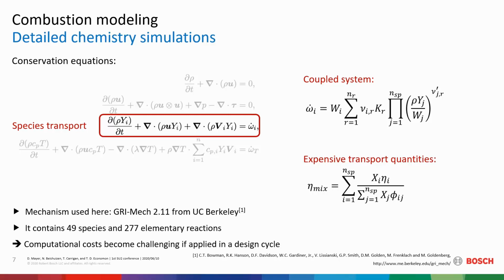The mechanism that we use here is the GRI 2.11 mechanism from UC Berkeley, which contains 49 species and 277 elementary reactions. So that means for all the species you need to solve one transport equation, and then the system is coupled through those 277 elementary reactions which need to be solved in every iteration in every computational cell. And that means that the computational costs can become very challenging very easily, especially if this is applied to a large 3D geometry in an iterative design cycle.